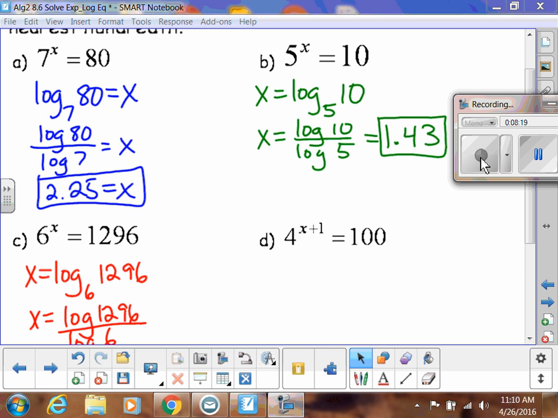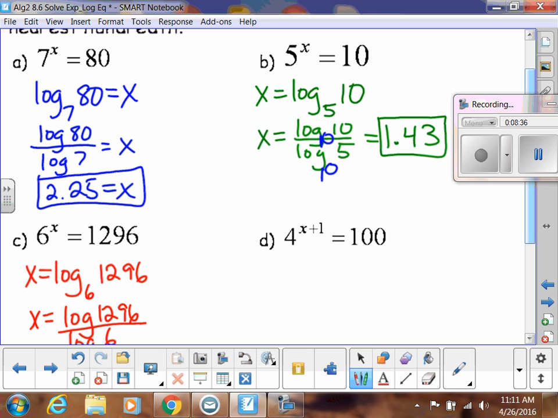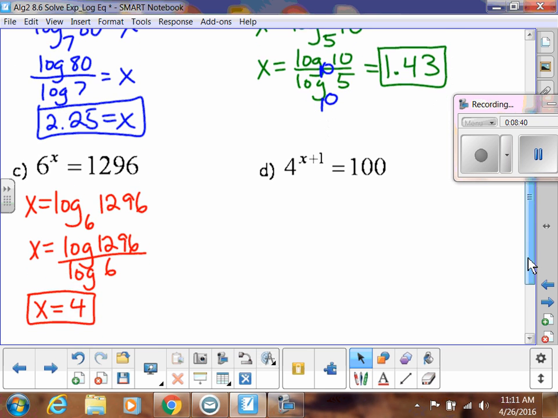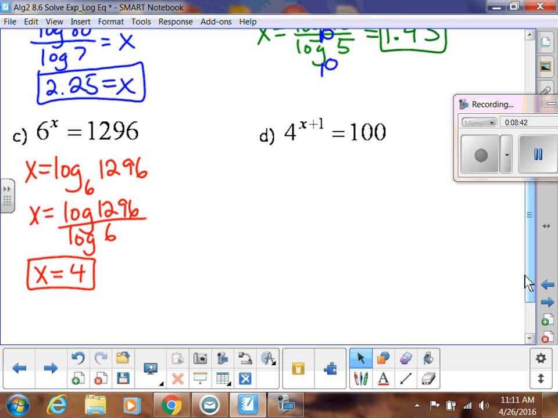Okay, so on this first one, I got 1.43. Again, I just changed it into log form and then used the change of base formula. Remember, when I don't write anything right here by the log, I don't write my base, that's understood to be 10, right? So this is like base 10. So keep that in mind. That's so you can type that into your calculator. Over here on part C, I got x equals 4. So hopefully you are okay with that. If not, make sure to ask me in class.